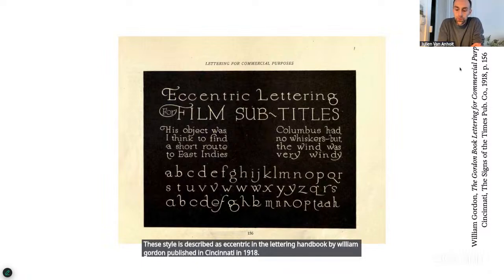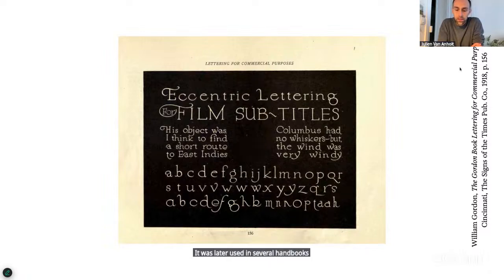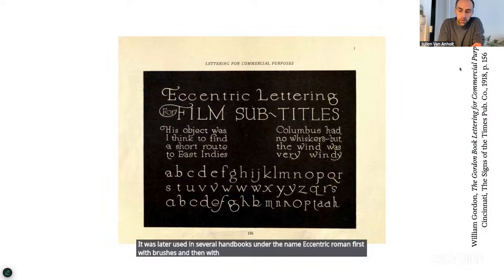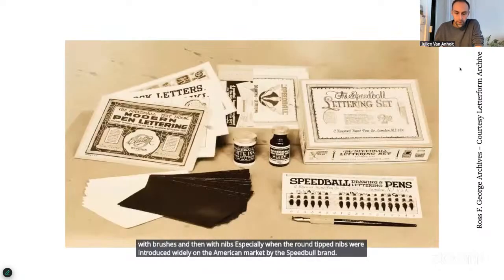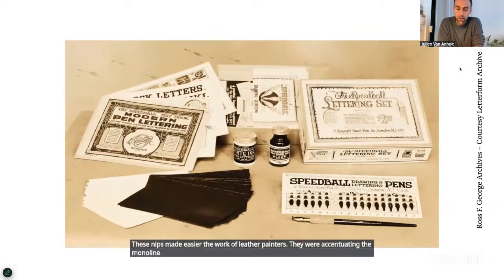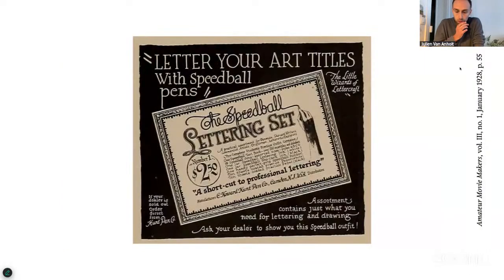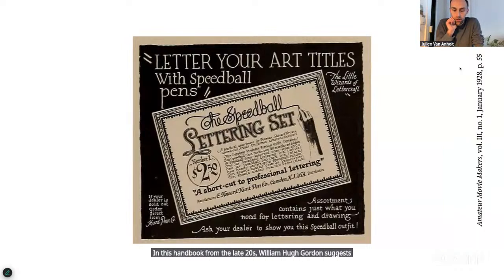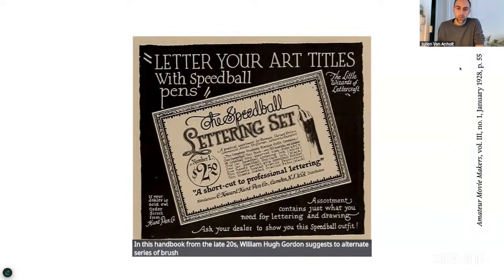It was later used in several handbooks under the name eccentric Roman, first with brushes and then with nibs, especially when the round-tipped nibs were introduced widely on the American market by the Speedball brand. These nibs made the work of letter painters easier. They accentuated the monolinear aspect of lettering and sped up production rates. In this handbook from the late 20s, William Hugh Gordon suggests alternating series of brush exercises and pen exercises.